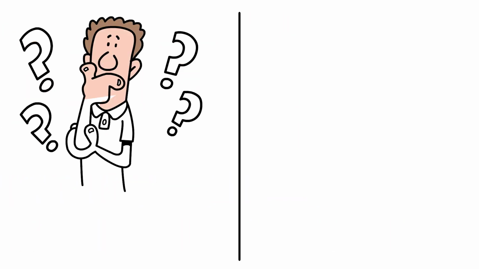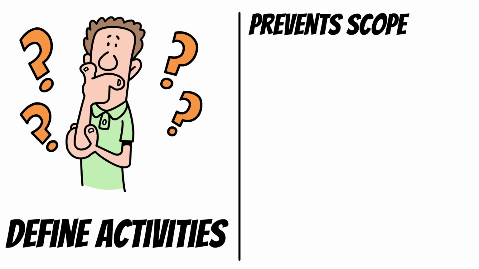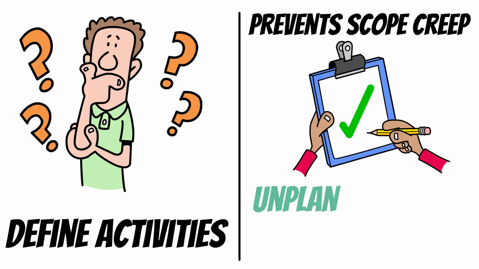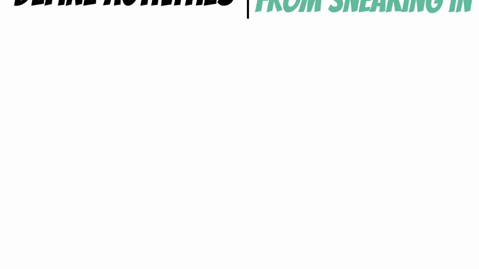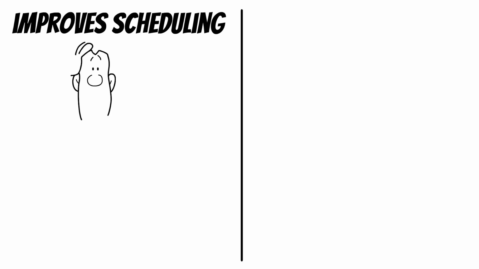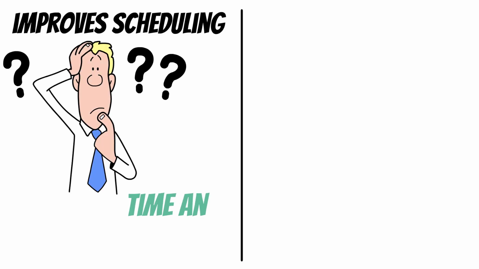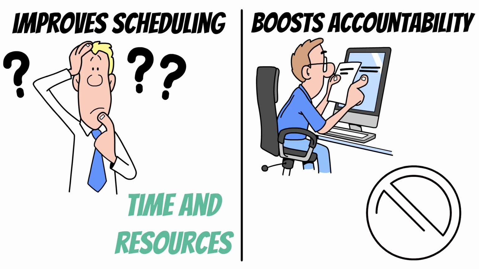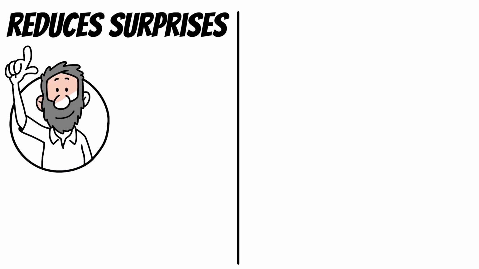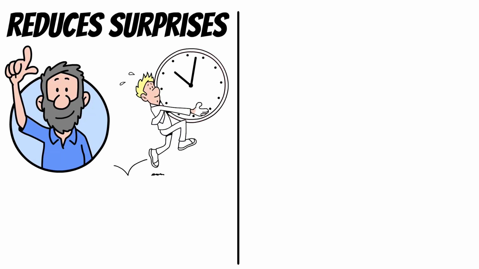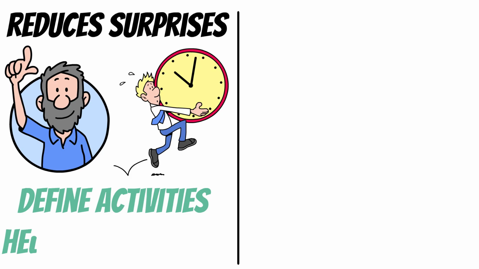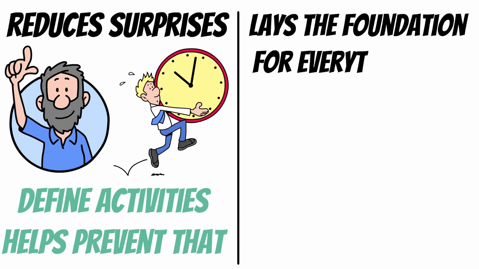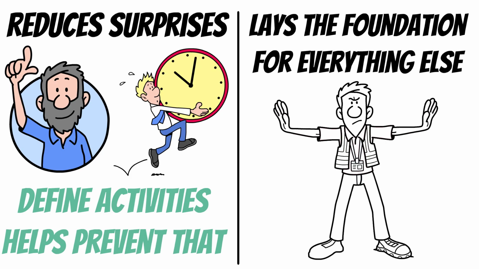Why do we go through this step? It's because Define Activities prevents scope creep. Clearly defining tasks keeps extra unplanned work from sneaking in. Improves scheduling. If you don't know what needs to be done, how can you estimate time and resources? Boosts accountability. When tasks are well-defined, there's no confusion about who's responsible for what. Reduces surprises. Ever had a project where a crucial task was forgotten until it was too late? Yeah, Define Activities helps prevent that. Lays the foundation for everything else. You can't sequence, estimate, or develop a schedule if you don't have a clear list of activities.